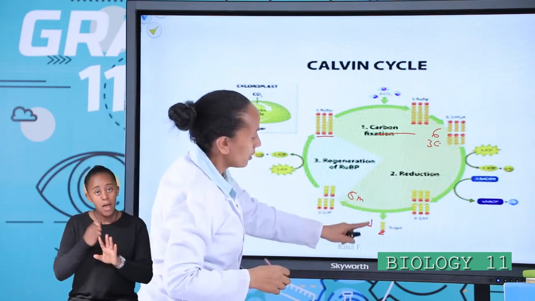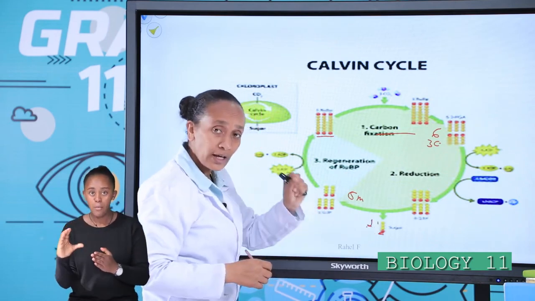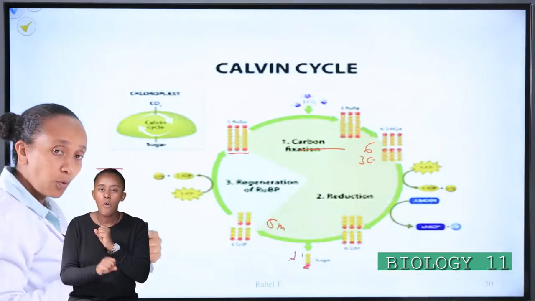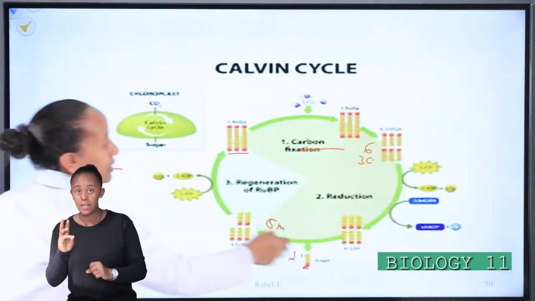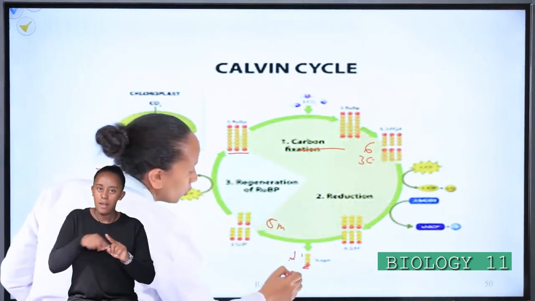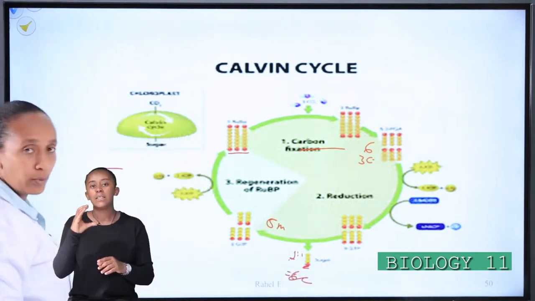At this point, 1 3-carbon compound is used as a precursor, so to form the 6-carbon compound glucose, the cell needs 2 turns of the Calvin cycle. The cell needs 2 turns of the Calvin cycle, so that a 6-carbon compound will be formed.